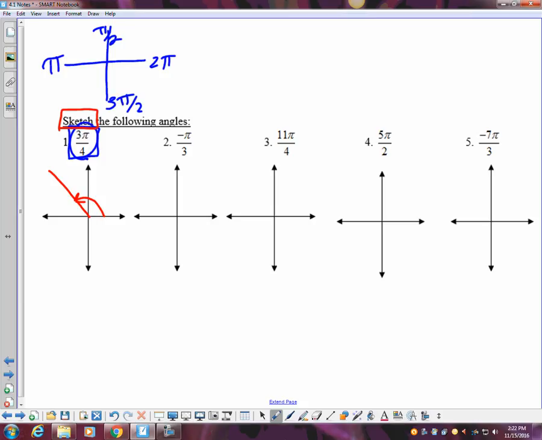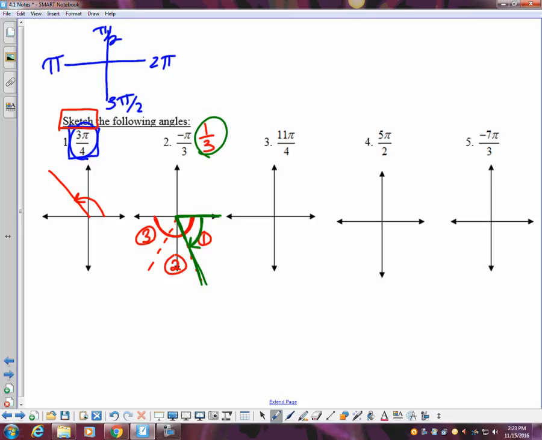Now number 2 is negative, which means we swing down, not up and over, we swing down. And this is 1/3. So now start to think of this as our pi, and I want 1/3 of it. If I were to divide this into 3 pieces, 1, 2, 3, I only get one piece, only 1/3. So there's my starting side, there's my ending side, and there's my angle. That's negative, so I'm swinging down, pi over 3.